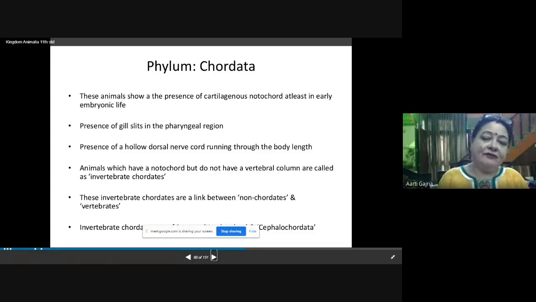Till now, what phylums have we discussed? All 10 phylums, starting from Porifera to Hemichordata. All these 10 phylums are non-chordates. And now we are discussing the phylum chordata, and this phylum chordata has invertebrates as well as vertebrates. Invertebrates are the chordates which are linked between non-chordate and chordate, because these invertebrates have a notochord, but they do not have a vertebral column. And these invertebrates are cephalochordates and urochordates.